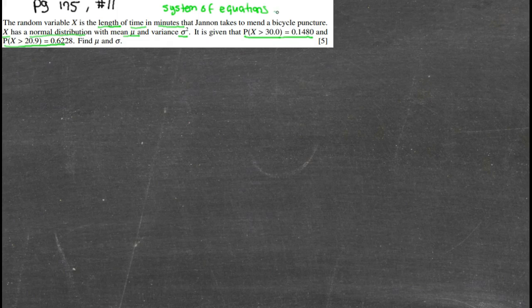You notice how we've got two things we don't know, and two possibilities for making equations. This is a system of equations problem. So let's go ahead and spell out some of our stuff. X is normally distributed. We don't know either of these things. That's what we're trying to figure out.